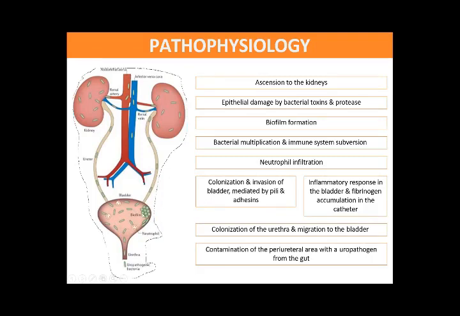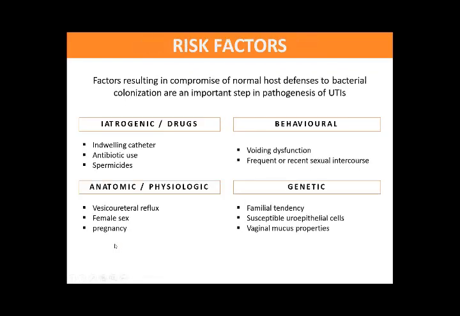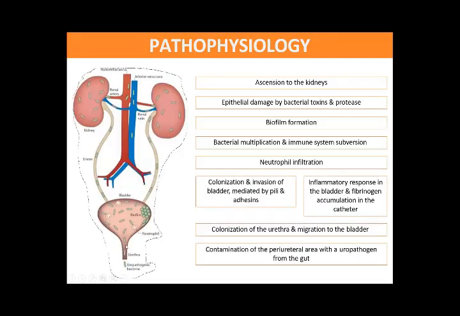What happens is there is colonization and invasion of the bladder, mediated by the pili and adhesins. So adhesion takes place, and a localized infection happens in the urinary bladder, with an inflammatory response in the bladder. This is how the infection starts from the urethra and then ascends to the upper tract, leading to urethritis and cystitis, with colonization within the urinary bladder. Then you can have ascending infection with neutrophilic infiltration, bacterial multiplication, and immune system subversion. The immune system is compromised, and with reduced immunity the patient can have severe infection of the whole urinary tract.